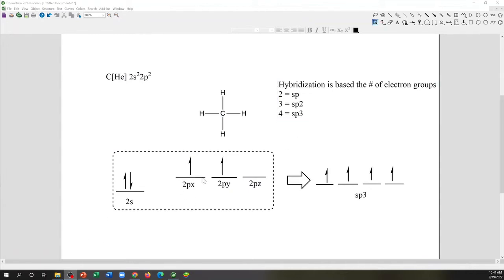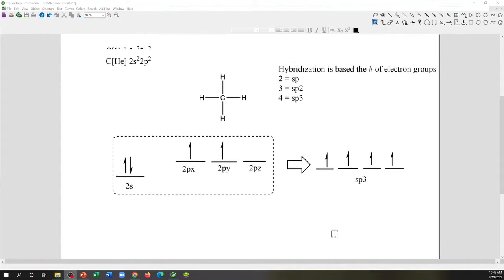I'm going to grab the s and all 3 of the p's. I'm going to blend them up and spit out 4 brand new orbitals. In order for the carbon to make 4 bonds, it's going to half fill each of those 4 brand new orbitals, and this is what carbon looks like. This is the model we have for carbon after we've hybridized it.